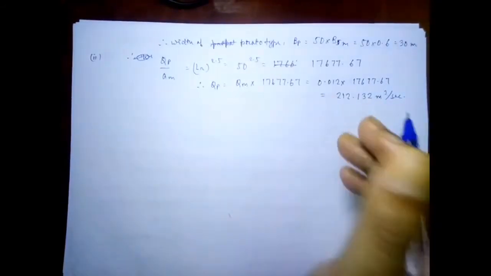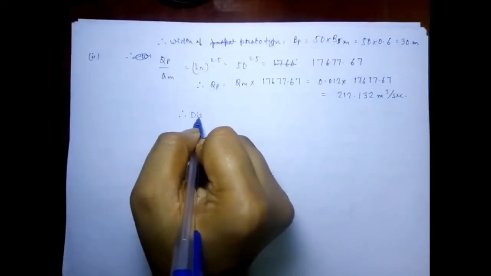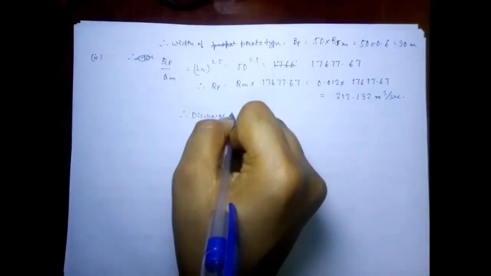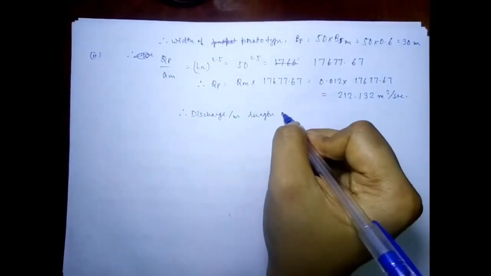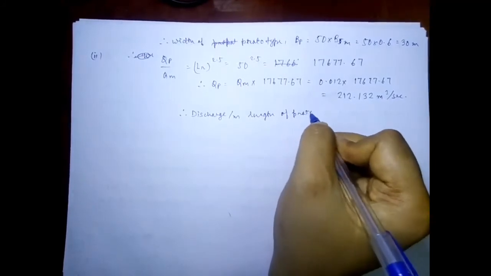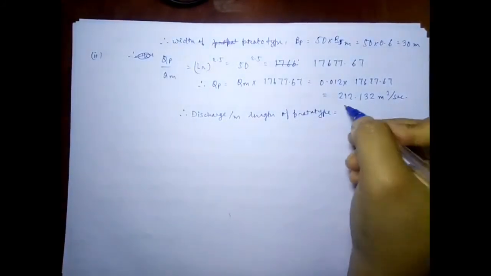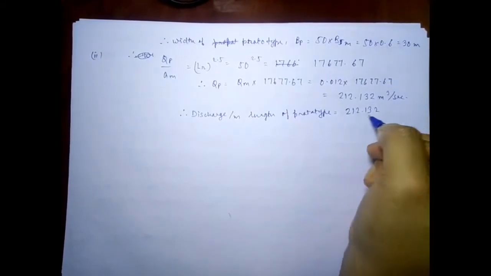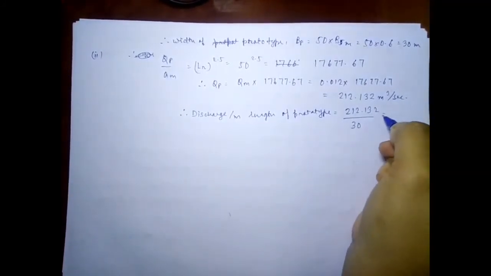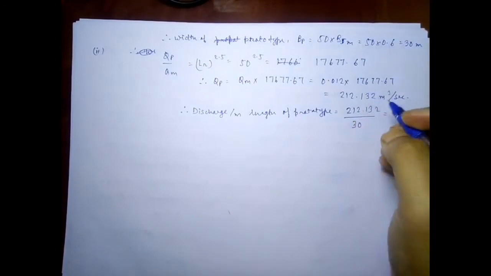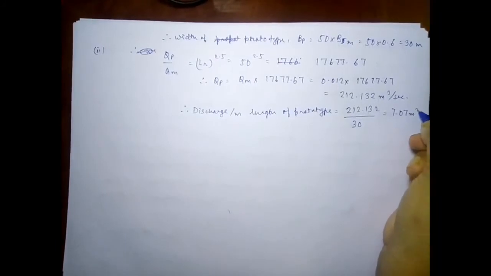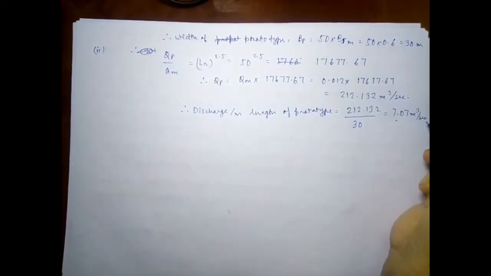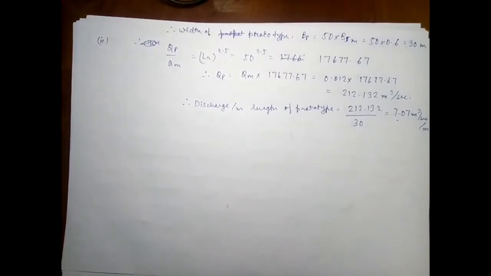So therefore discharge per meter length of prototype, we just have to divide it with the length, and it is equal to 212.132 divided by the length, which was 30, and it is equal to 7.07 meter cube per second per meter.